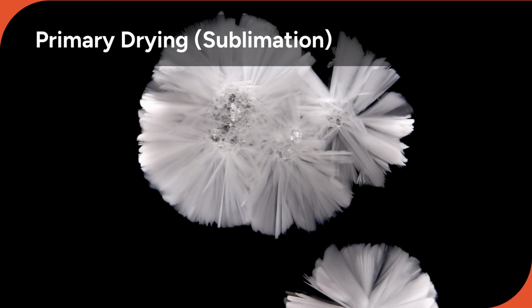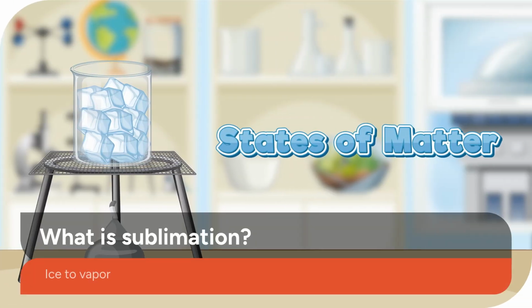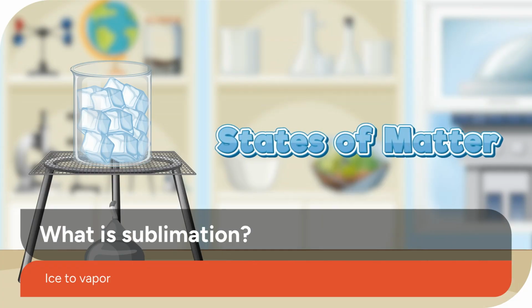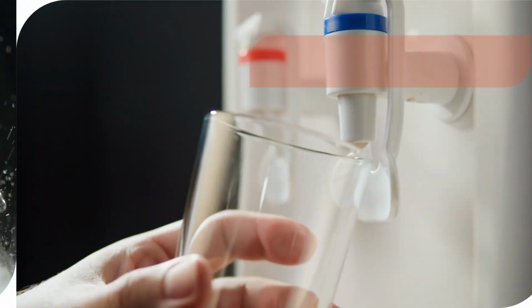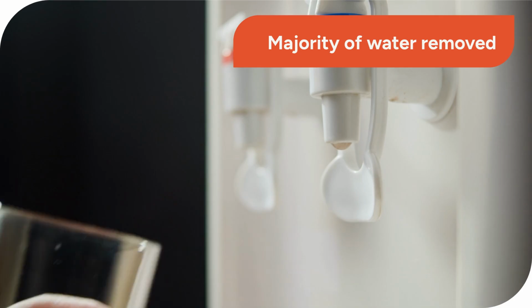Primary drying is the stage where the bulk of the water is removed through a process called sublimation. Sublimation is the direct transition of a substance from the solid phase, in this case, ice, to the gas phase, without passing through the intermediate liquid phase. During primary drying, a strong vacuum is applied and controlled low heat is introduced. This combination allows the frozen water or ice to turn directly into water vapor, bypassing the liquid state. About 95% of the water content is removed from the product in this primary drying phase.